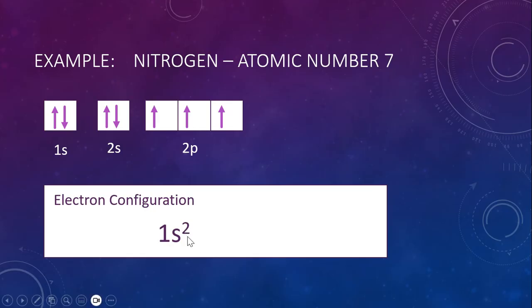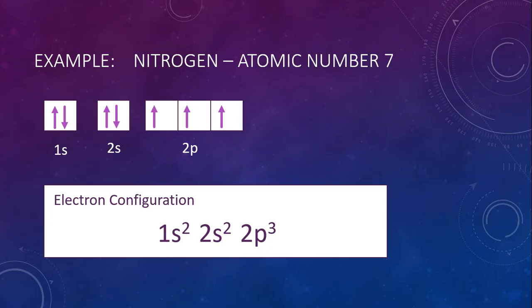How many total electrons are in the 2s? 2. So 2s2. How many total electrons are in the 2p? 3. So the last part of the electron configuration is 2p3. So the electron configuration for nitrogen, the atom with 7 electrons, is 1s2, 2s2, 2p3. Now, ways to check. The numbers, the superscripts, should add up to give you your atomic number. And here it does. 2 plus 2 plus 3 is 7.